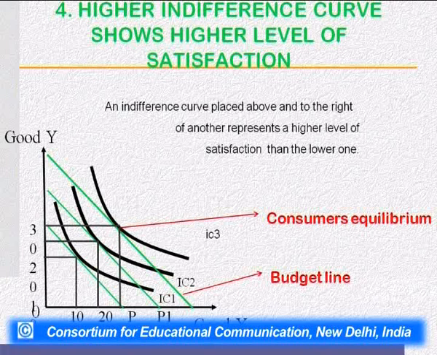So simply, the higher the indifference curve than IC3, whatever combination is there gives maximum satisfaction to the consumer. If the consumer can consume that combination, then he gets maximum satisfaction in comparison to IC1 or IC2.